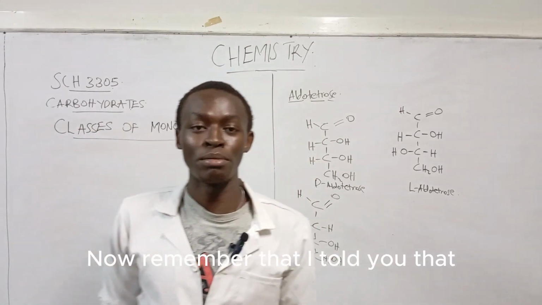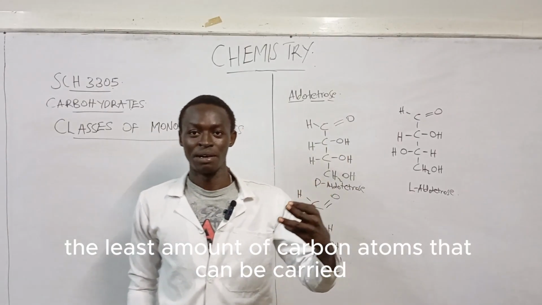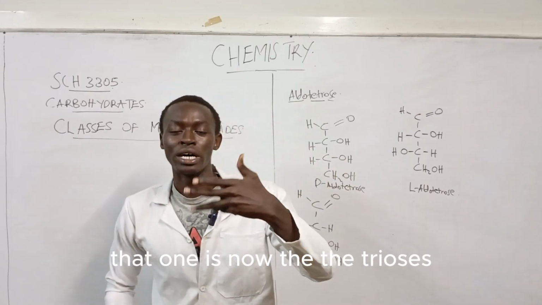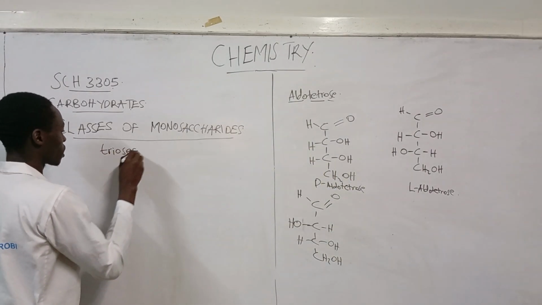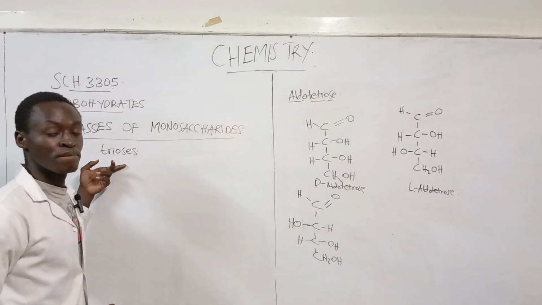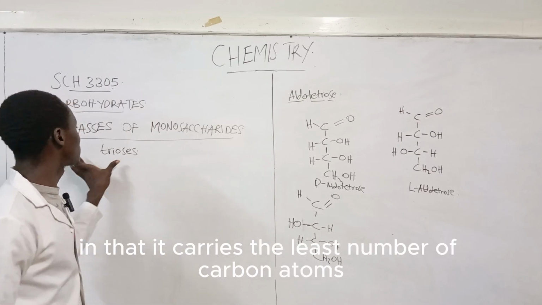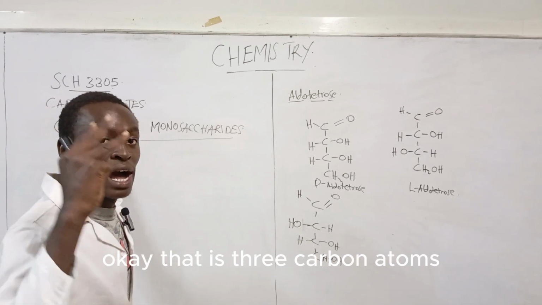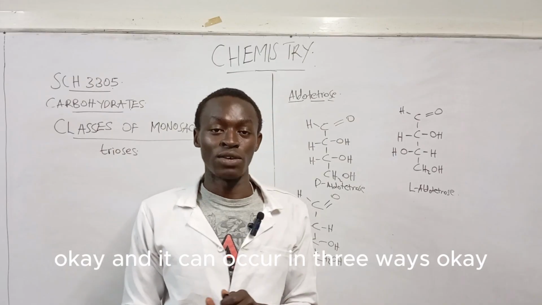Now, remember that I told you that the least number of carbon atoms that can be carried by a sugar is 3 carbon atoms. Remember that one is the triose. The triose is the simplest monosaccharide, in that it carries the least number of carbon atoms that can be carried by a sugar, that is 3 carbon atoms. Let's first draw how a triose looks like, and this can occur in 3 ways.